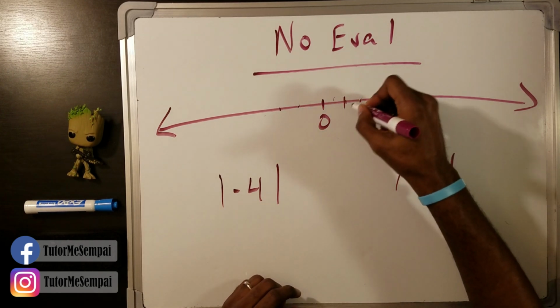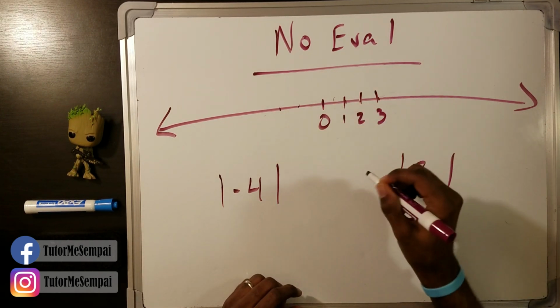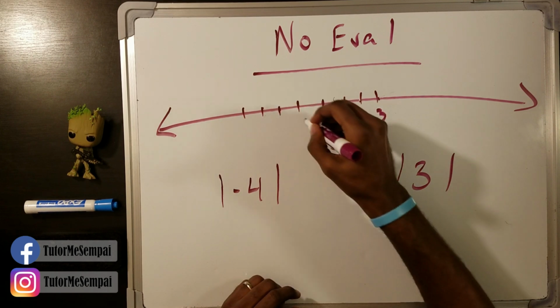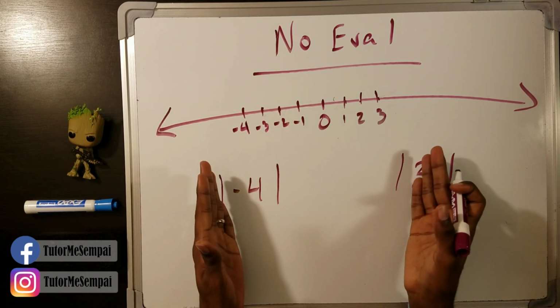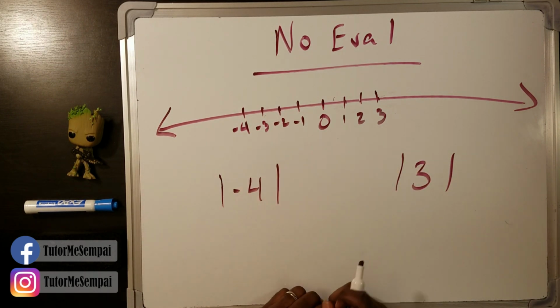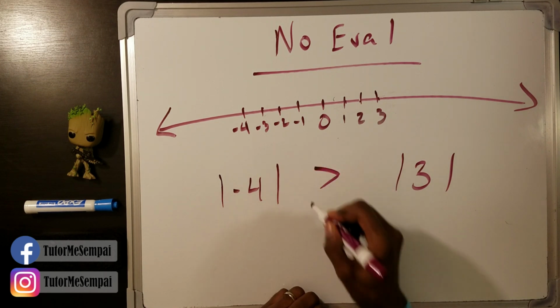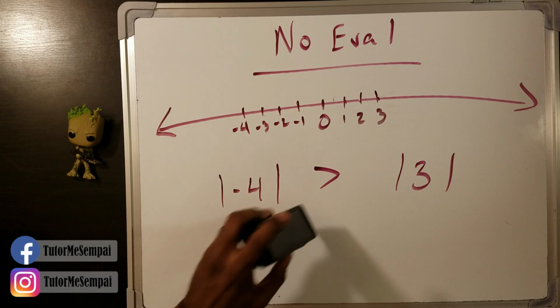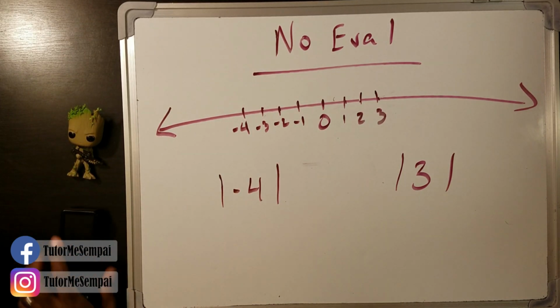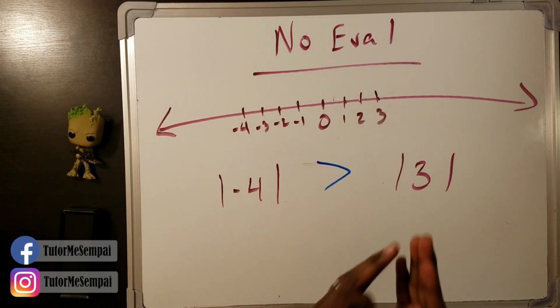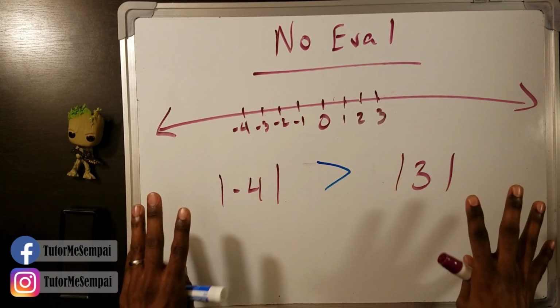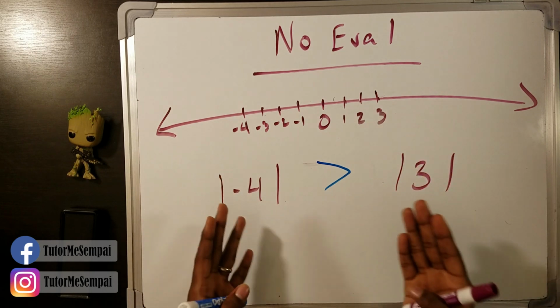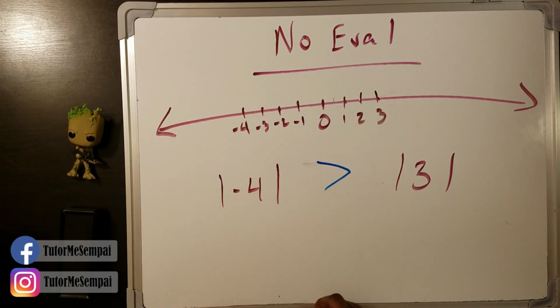So for 3 we have 1, 2, 3. And for -4 we have -1, -2, -3, -4. Which one's further away from 0? Well, -4 is further away from 0, right? So that means -4, or at least its absolute value, let's put it in blue once again just to be consistent, the absolute value of -4 is going to be greater than the absolute value of 3 because -4 is further away from 0 than 3 is from 0. See, no evaluation happened. You just simply looked at the number line and saw which one was further away from 0.